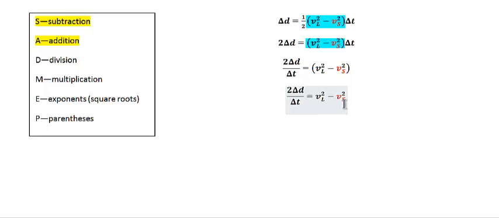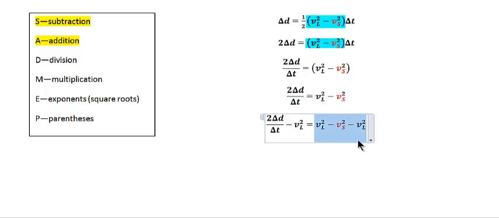Is the variable in question v sub s? Is there anything being added to it? Why, yes, there is. This term, v sub l squared. So to get rid of it, I must do the opposite operation. I'm going to subtract v sub l squared from both sides.